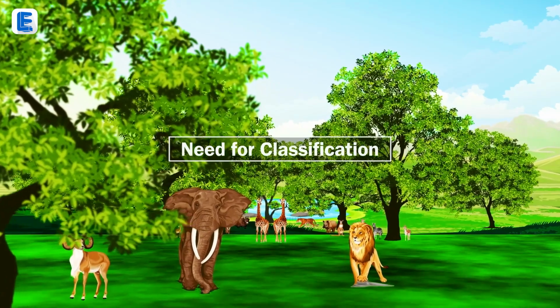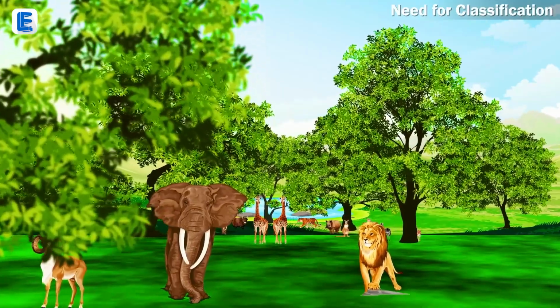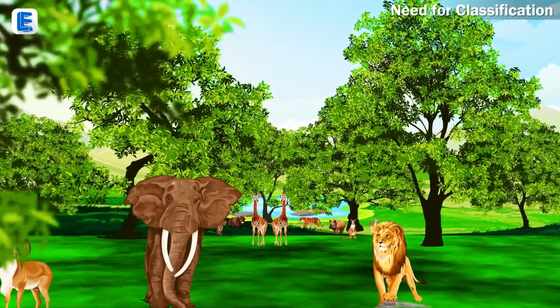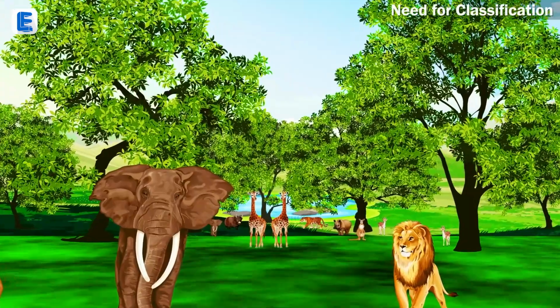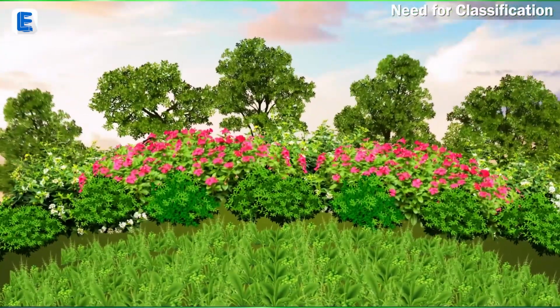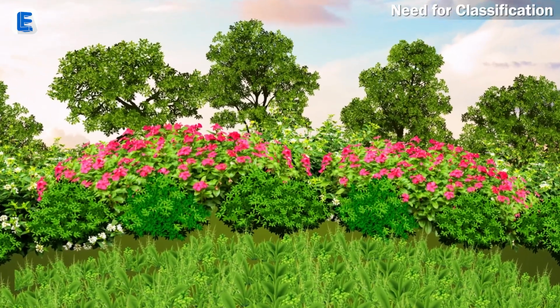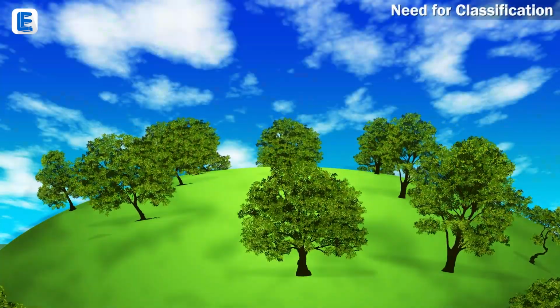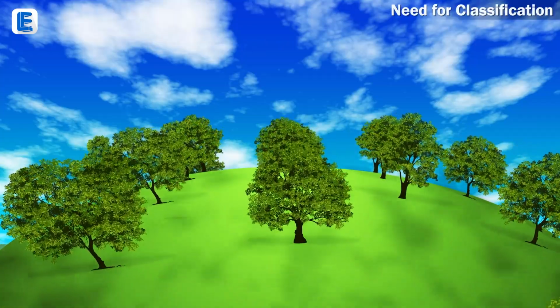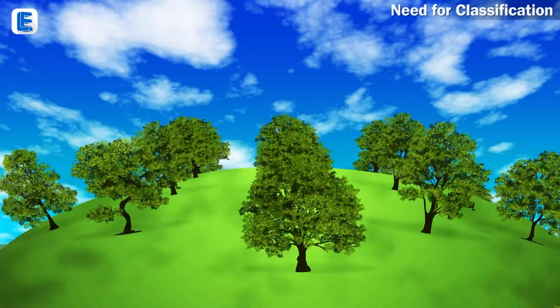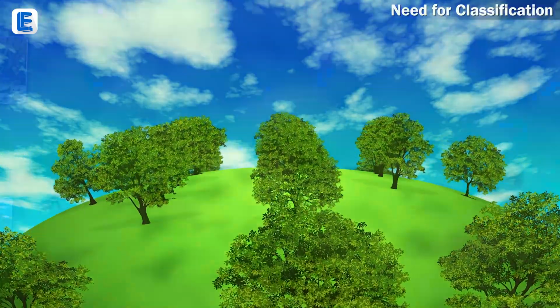Need for classification. First, to know about all the plants and animals present in the world. Second, to develop classification systems that express the natural relationships among plants. Third, to reveal the diversity present in plants and to understand it meaningfully from an evolutionary point of view.